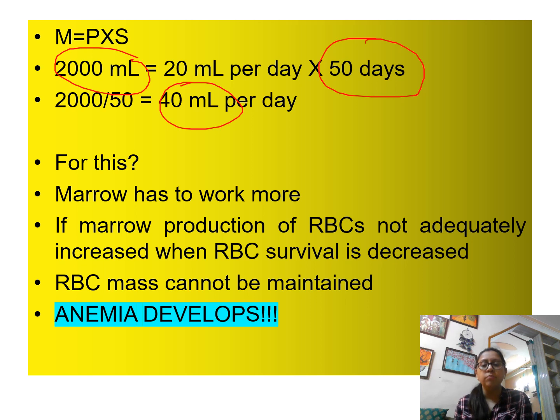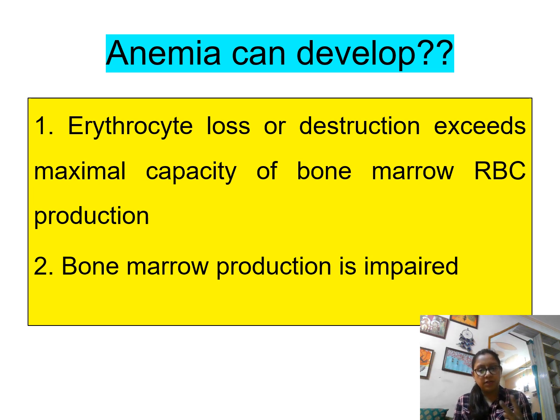Now how will this happen? For this our bone marrow has to work, but the bone marrow can act only up to a limit. If the marrow is not able to produce RBCs at the adequate rate needed, when RBC survival is decreasing and the marrow cannot compensate with production, then our RBC mass cannot be maintained. Then anemia develops. So anemia can develop in two conditions: when RBCs are destroyed at a very fast rate, in which the capacity of bone marrow is not able to maintain it; and second, when bone marrow production is impaired for many reasons.